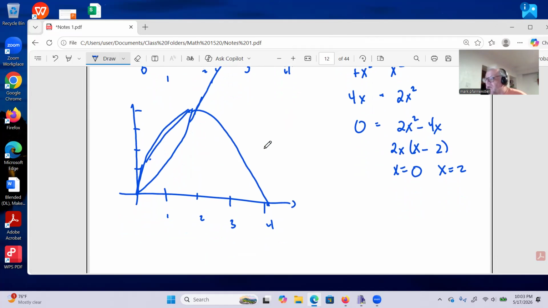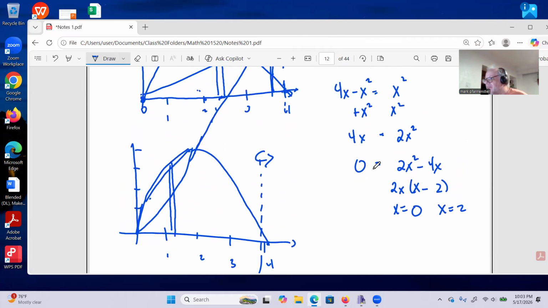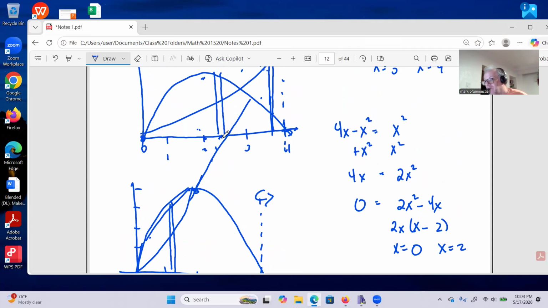We're revolving around x equals 4, so if I pick my point over here, 4x minus x squared is the top function and x squared is the bottom function. Then at x equals 2, they swap positions: x squared takes over as the top function, and 4x minus x squared takes over as the bottom function.